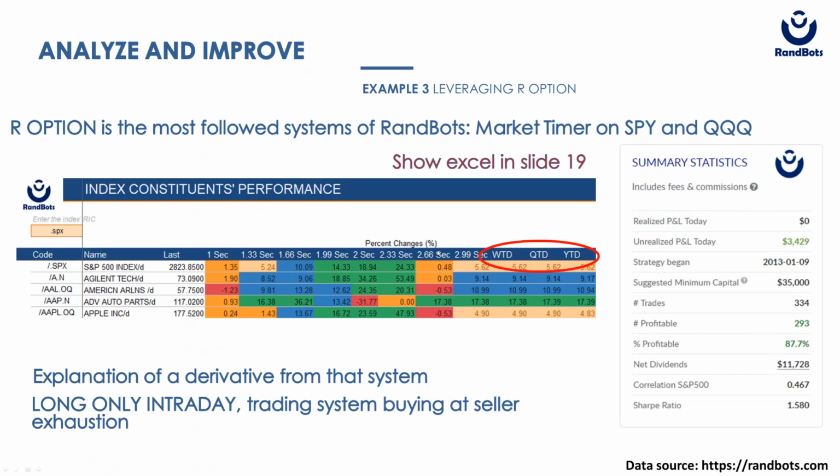And the third example is leveraging data that I am already analyzing for other systems. So let me give you an example. Probably the most popular system among clients is R option. R option is a market timer on SPY and QQQ. R option measures volume delta on many stocks. And the system looks at yearly, quarterly, weekly, and daily data.